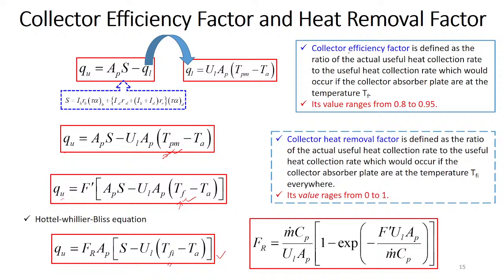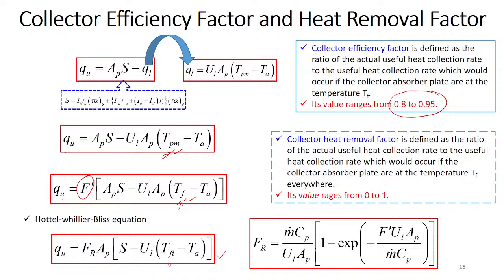And also we can define the collector efficiency factor, which is F. This is defined as the ratio of the actual useful heat gain or heat collection rate to the useful heat collection rate which would occur if the collector absorber plate were at the temperature TF, which is the mean fluid temperature. And its value ranges from 0.8 to 0.95.